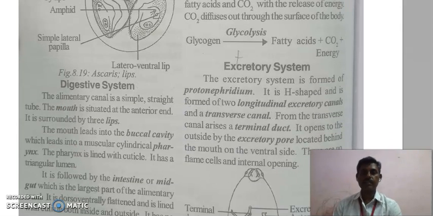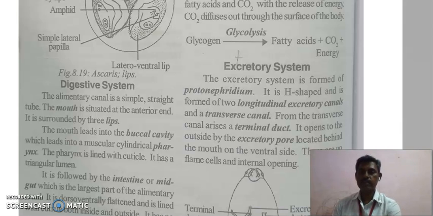The excretory system is of the protonephridium form. It is H-shaped and is formed of two longitudinal excretory canals and a transverse canal. From the transverse canal arises a terminal duct. It opens to the outside by the excretory pore located behind the mouth on the ventral side. There are no flame cells and no internal openings.